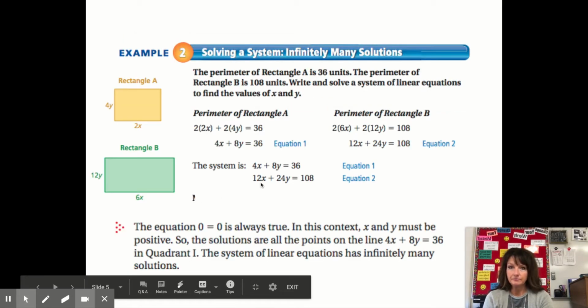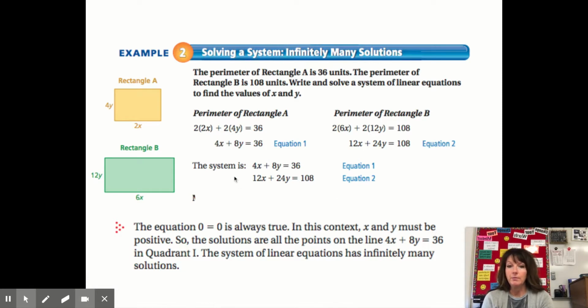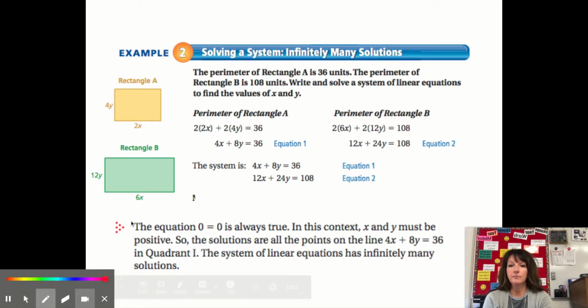All right. Now, sometimes there's infinitely many. So here's a word problem, basically. It's showing you the perimeter of rectangle A is 36 units. The perimeter of rectangle B is 108. We're going to write and solve this. So knowing that you have 2 times this side plus 2 times this side to equal the perimeter, we've got these equations right here.